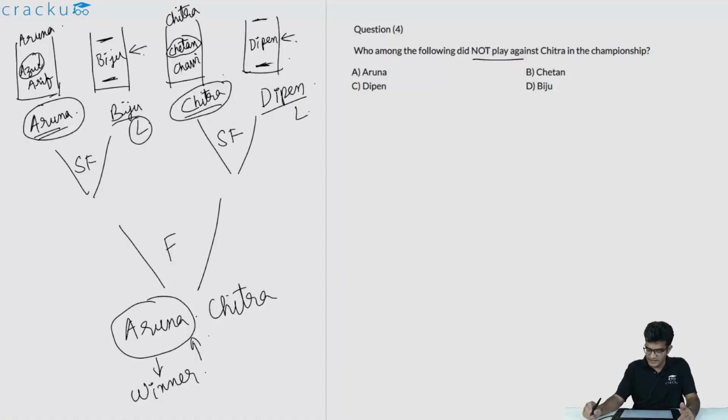Who among the following did not play against Chitra in the championship? Chitra played against one of Chetan and Chavi, and that one actually is Chetan. We know that. In the group, Chitra played against Chetan. So this is not option B.